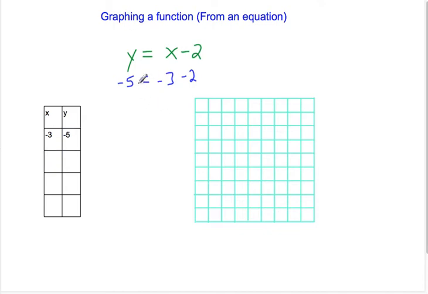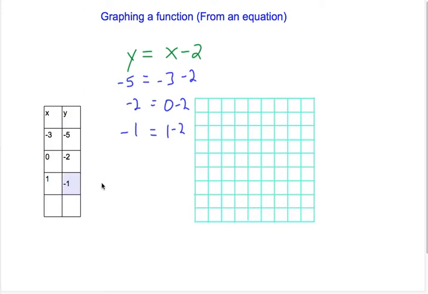Now let's say x were, let's try 0. If x is 0, what happens with y? Well, if x is 0, 0 minus 2 would equal -2. So that means the y value is -2. So if x were, let's say, 1. If x is 1, what is y? So 1 minus 2 would be -1. So that means the y value has to be -1.